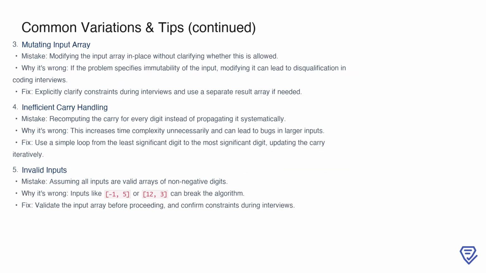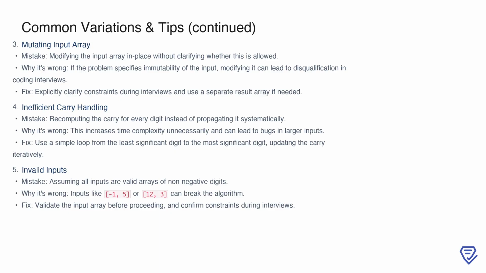Now, let's look at a few more common pitfalls. Mutating the input array is one such mistake. If you modify the array in place without clarifying whether that's allowed, you might violate the problem's constraints or lose points during an interview. To avoid this, make sure to clarify the constraints up front and, if needed, use a separate result array to preserve immutability.